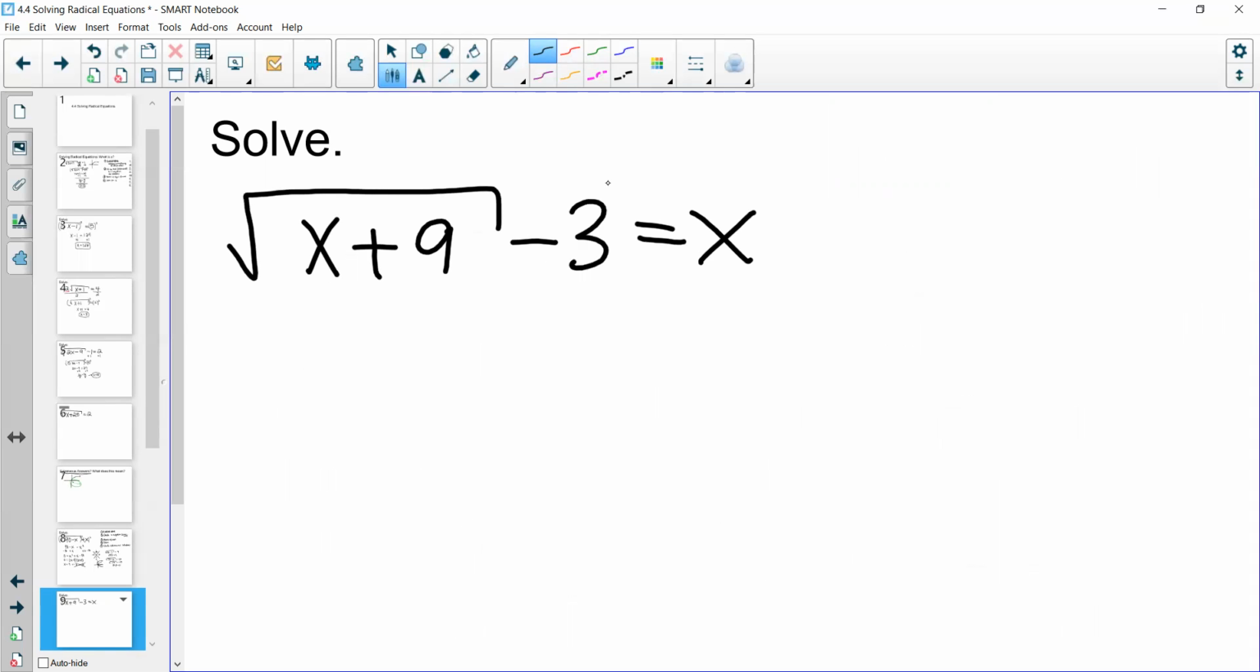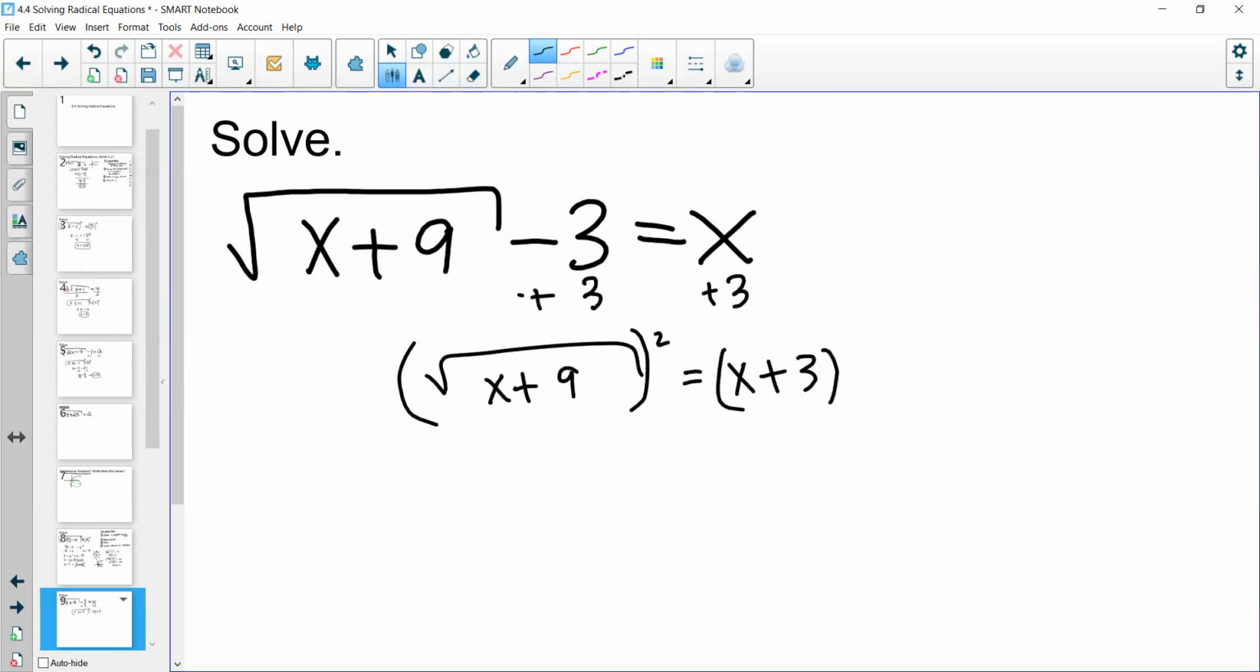Again, remember that we always want to move whatever we have to the other side so the radical is alone. So I'm going to start by adding 3 to both sides here. And we get the square root of x plus 9 equals x plus 3. And then we're going to square both sides. Now, notice how we typically combine things that we can here. We can't combine that x, so we end up getting x plus 9 equals x plus 3 squared.